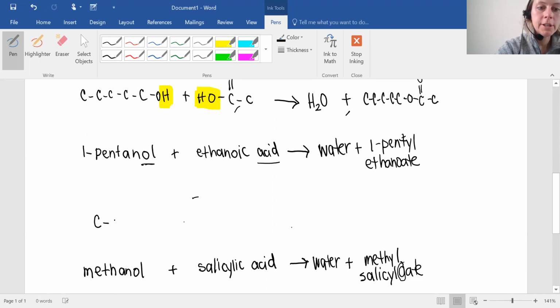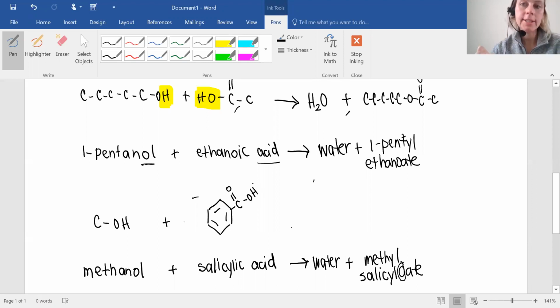Methanol, 1 carbon with an OH group. Then we had a plus sign because it's an equation, and I have my salicylic acid, which is a ring of 6, and then I had double bonds everywhere. I had my acid portion, which is double bonded oxygen with an OH. And salicylic acid, the formula actually has an alcohol group attached to the second carbon as well. However, it does not play a role in the dehydration synthesis.